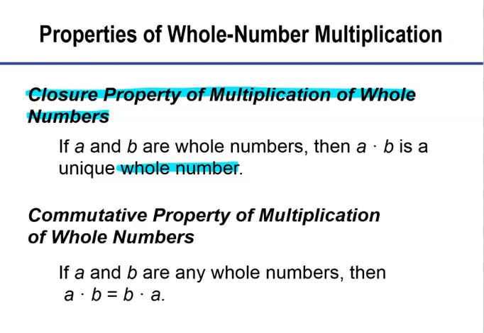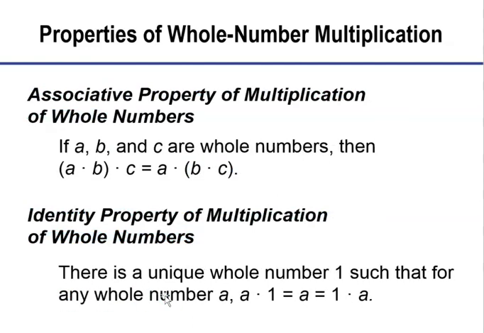Hey, we also have a commutative property. And the commutative property of multiplication says we can multiply in different orders. So a times b turns out is exactly the same thing as b times a. We'll look at a visual of that in just a minute.